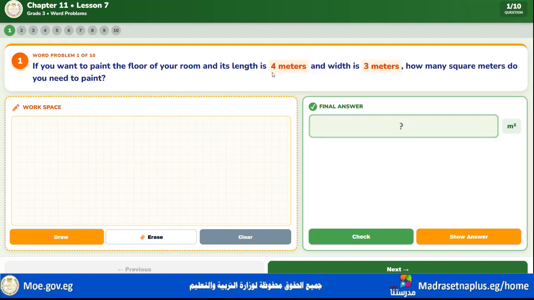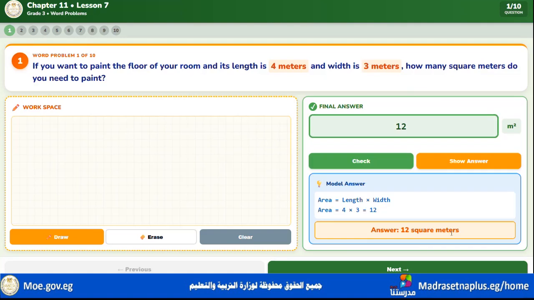So the area of a rectangle equals length times width. You can draw here, it's up to you. If you want to draw or not, it's up to you. But it's easy for you to multiply 4 by 3 to get 12. So the area is how many square meters? When you see the word square meters, it means what? It means area. It's an area unit. Yes, this is the perfect answer. The area equals length times width. 4 times 3 equals 12 square meters.